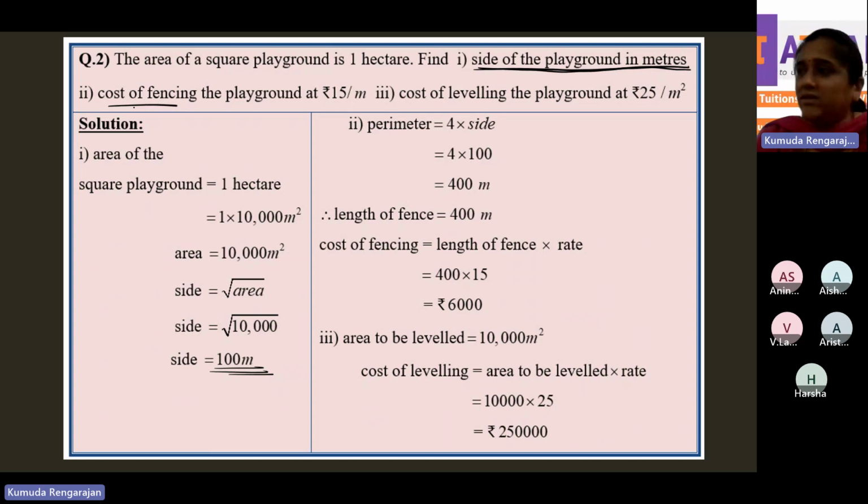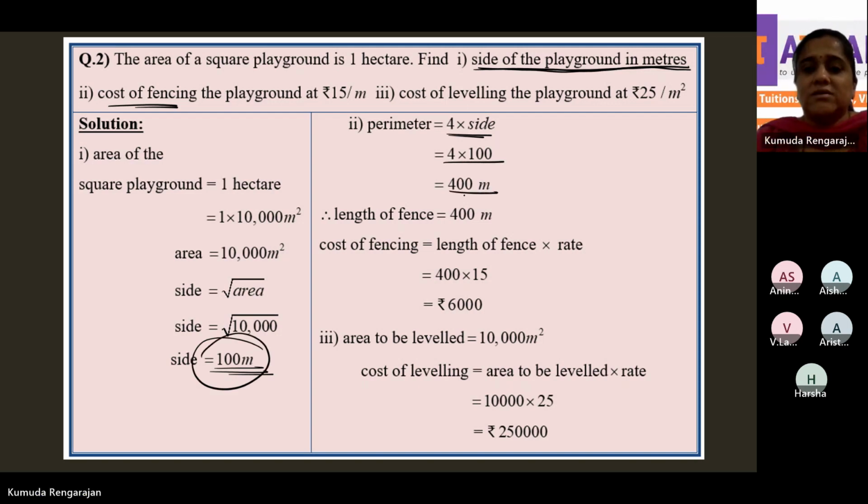Now, the cost of fencing. To find the cost of fencing, you need to first find the perimeter. Perimeter into the rate will be the cost of fencing. So what's the perimeter? 4 into side. Why? Because it's a square. So what's the side? 100. So 4 into 100, 400 meters. So perimeter is 400 meters. That means the length of the fence needed is 400 meters. So the cost of fencing will be length of the fence into the rate, 400 into 15, 6,000 rupees.